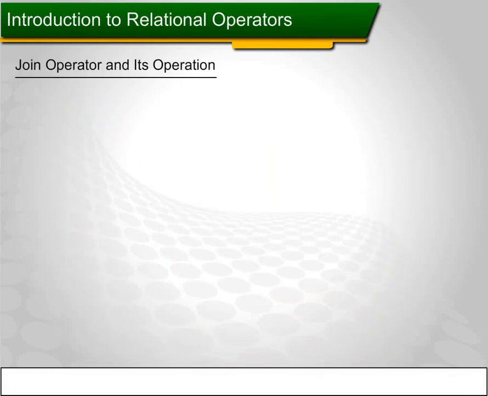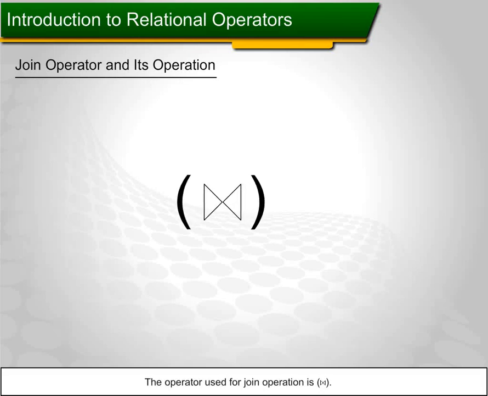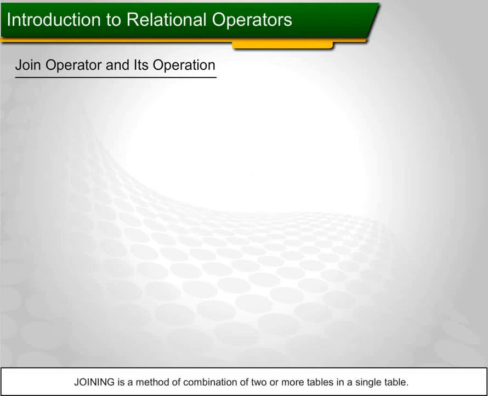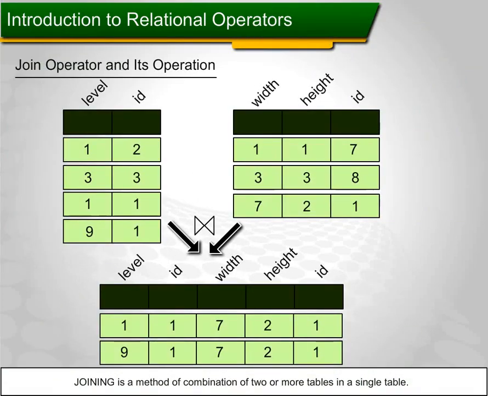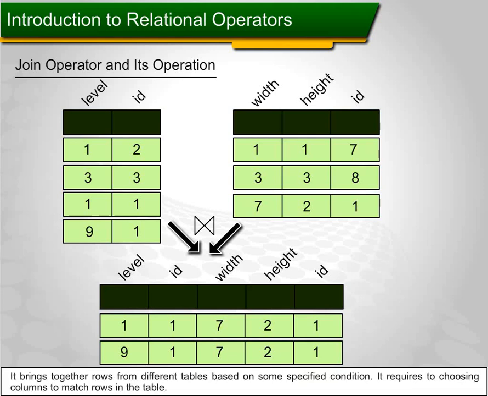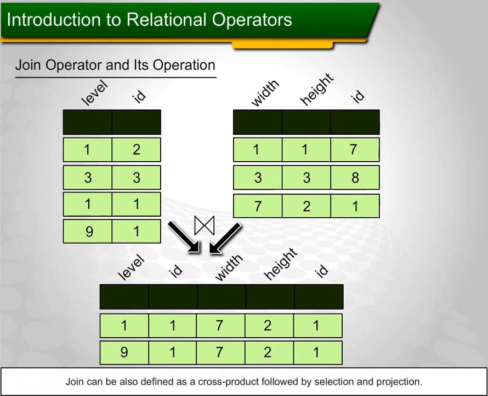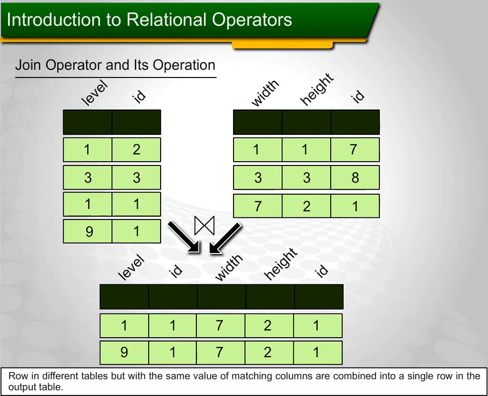Join operator and its operation. The operator used for join operation is join. Joining is a method of combination of two or more tables into a single table. It brings together rows from different tables based on some specified condition. It requires choosing columns to match rows in the tables. Join can also be defined as a cross product followed by selection and projection. Rows in different tables but with the same value of matching columns are combined into a single row in the output table.